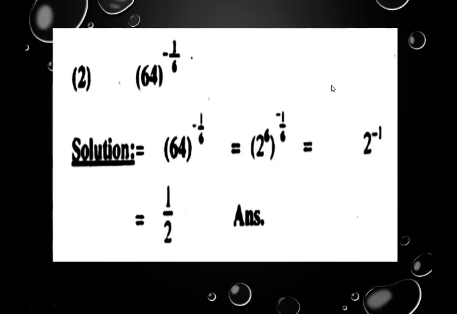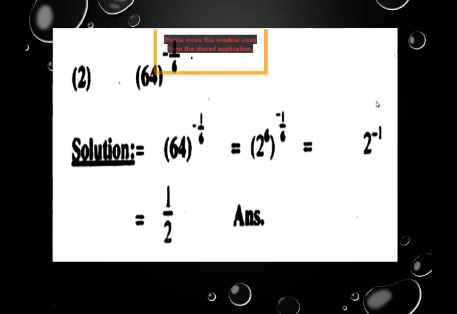Good. Again we apply the law of exponent. There are 2 exponents going to multiply with each other. What do we have? 6 and 6 will cancel each other. The 6 in the numerator multiplied by 1 over 6, where that 6 is in the denominator. So both will be cancelled and we will have 2 to the power minus 1.